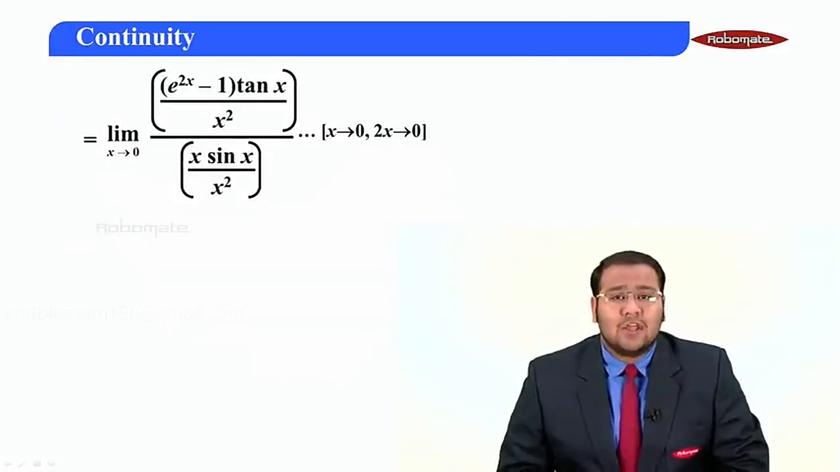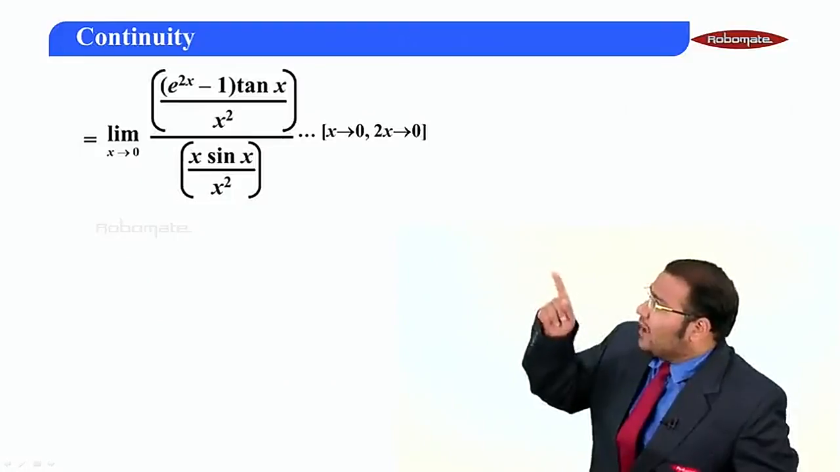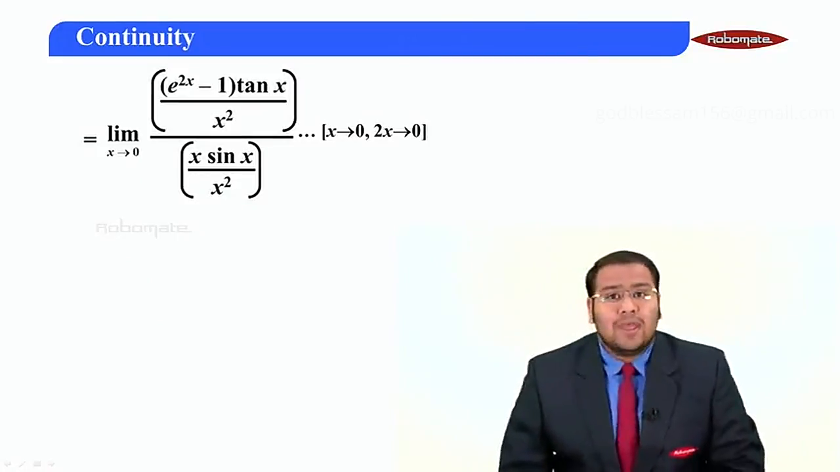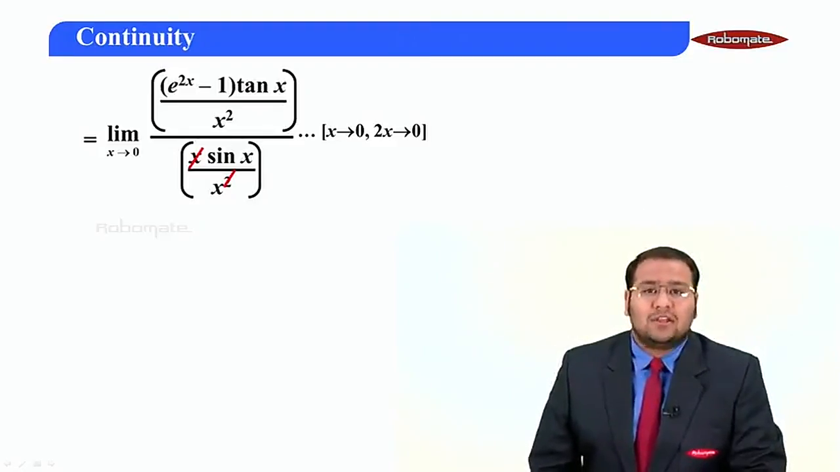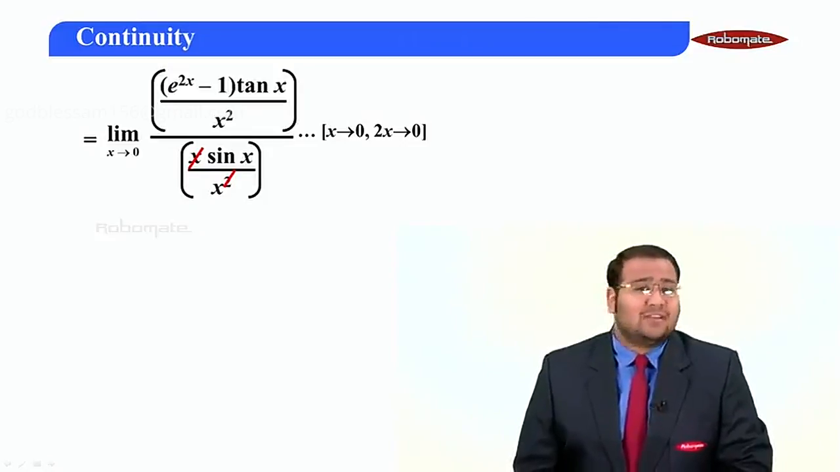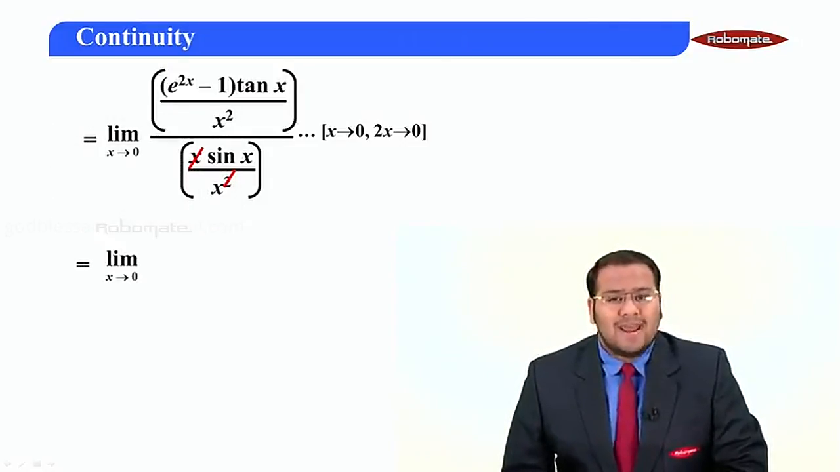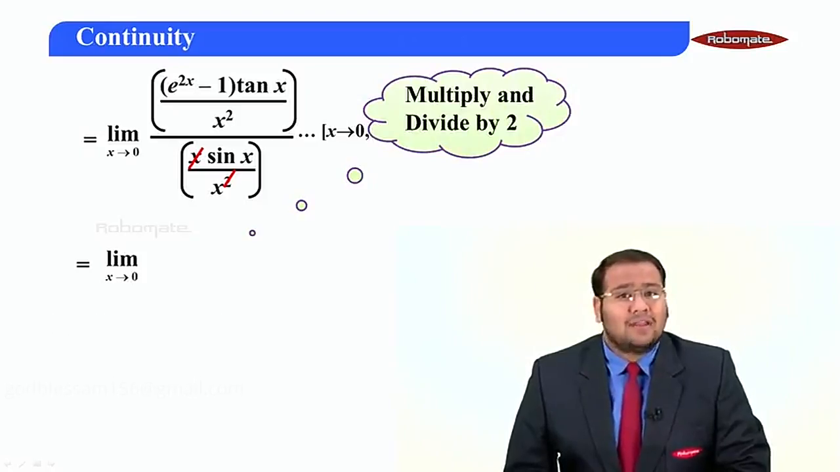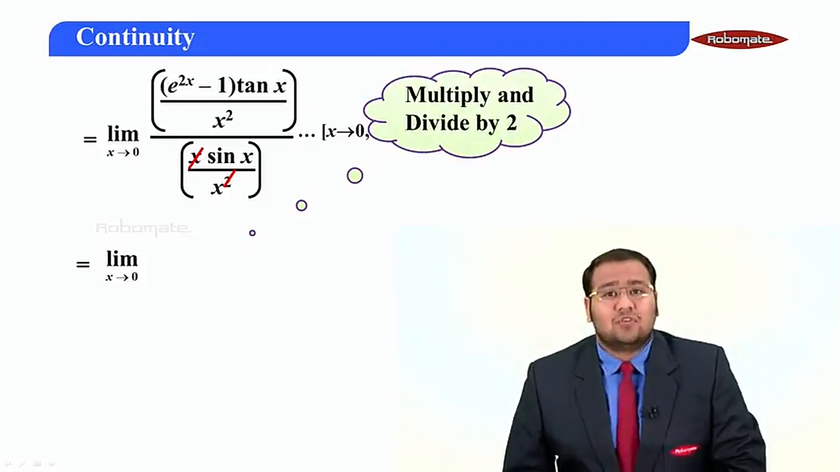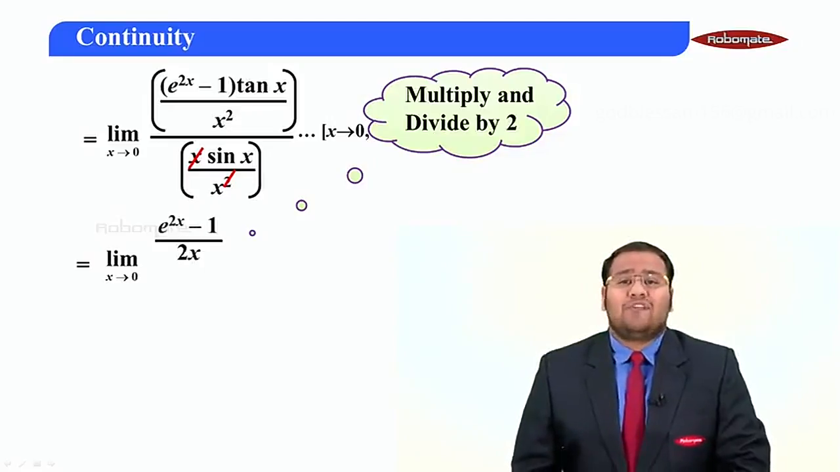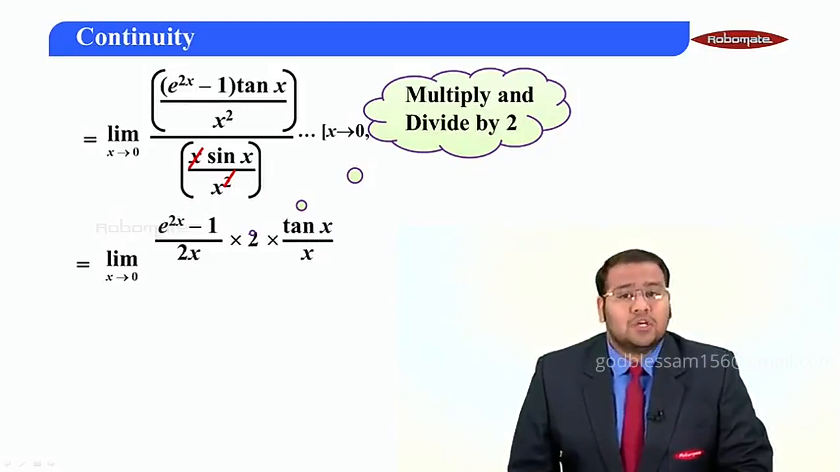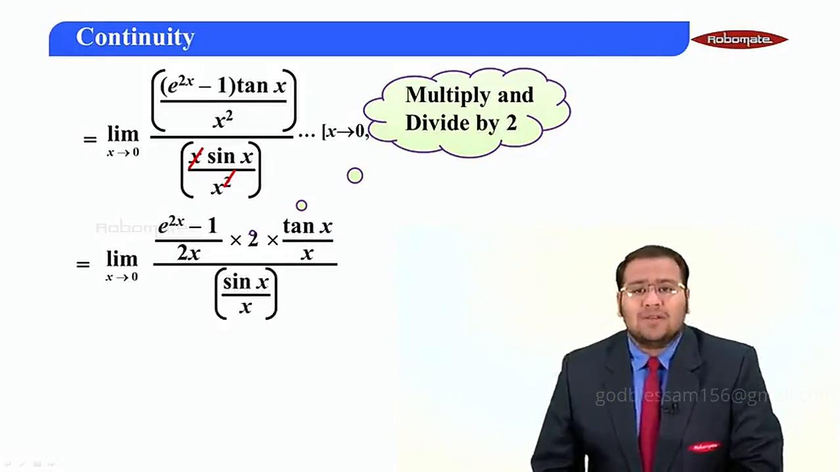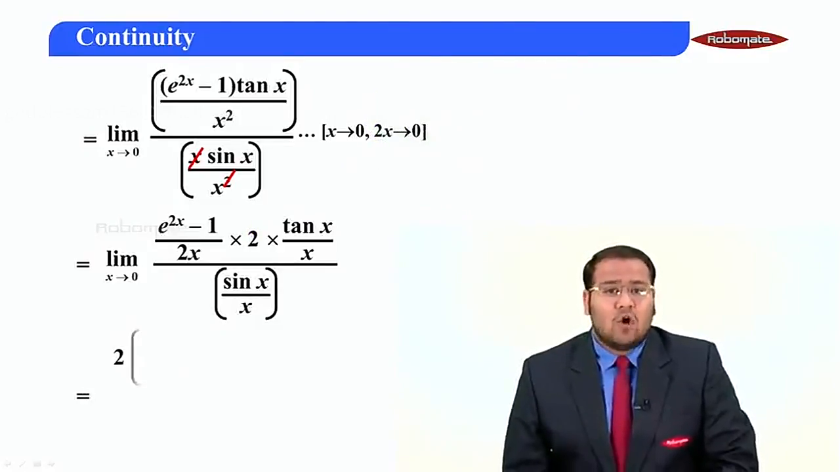Now, in this case, that x square in the numerator would get split up into (e raised to 2x minus 1) upon x and tan x upon x. And in the denominator, x and x square get cancelled. So, your equation would be the limit as x tends towards 0, multiply and divide by 2. But why? Since it is e raised to 2x, for balancing the coefficient. So, (e raised to 2x minus 1) upon 2x into 2 into tan x by x, the whole upon sin x by x.